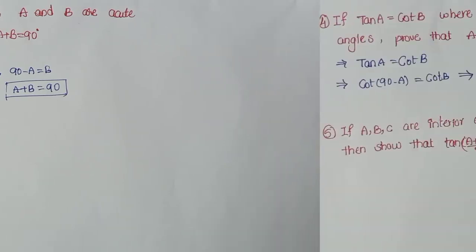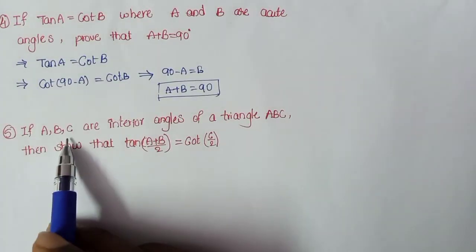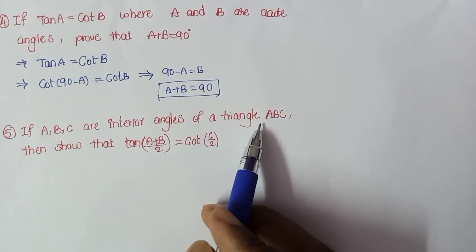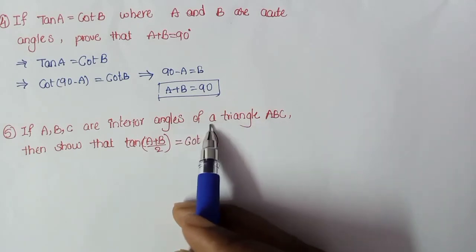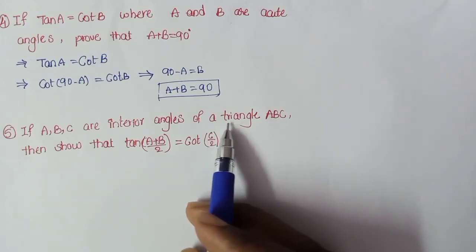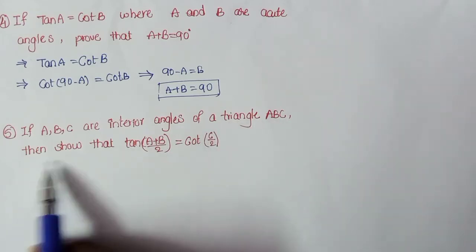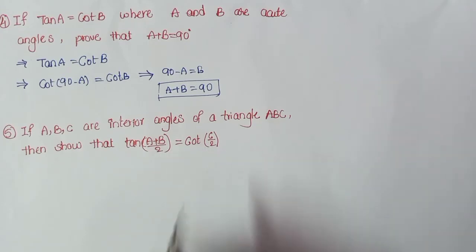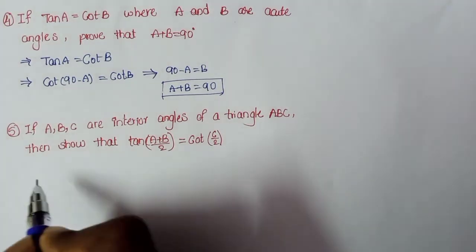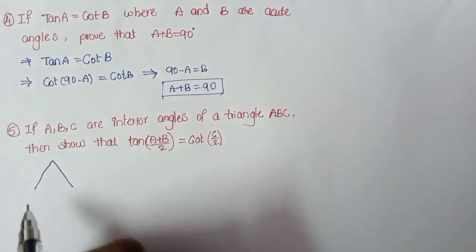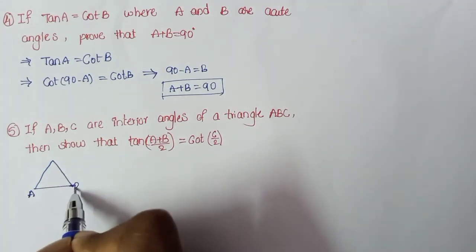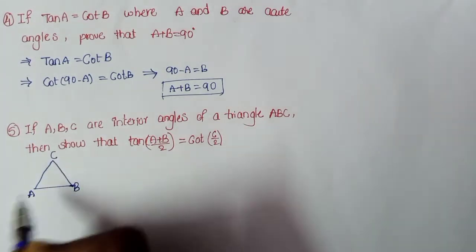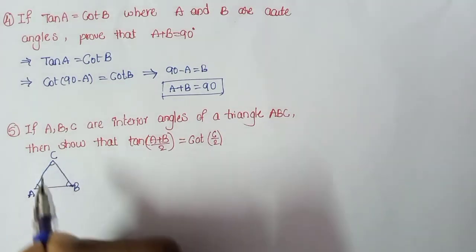We'll see the next problem. If A, B, C are interior angles of a triangle ABC, not a right angle triangle, any triangle ABC, then show that tan of (A plus B) by 2 is equal to cot C by 2. So here there is no right angle. Let us say a triangle ABC. Let us say this is angle A, this is angle B, this is angle C.